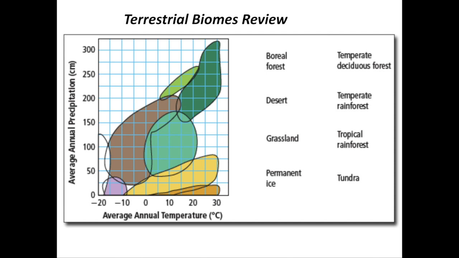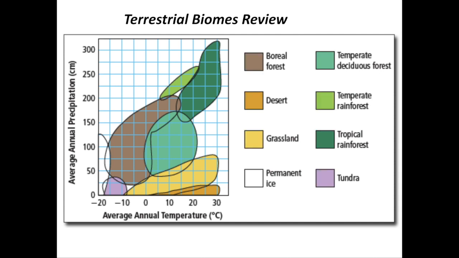So the boreal forest or the taiga, the desert, the grasslands, temperate deciduous forest, temperate rainforest, tropical rainforest, and tundra. Which ones would those fit in? One of these blobs is also going to be permanent ice. Which one would that be? All right, I'm going to go on to the next slide. So if you haven't already had a chance to look at that, go ahead and pause and look at this.